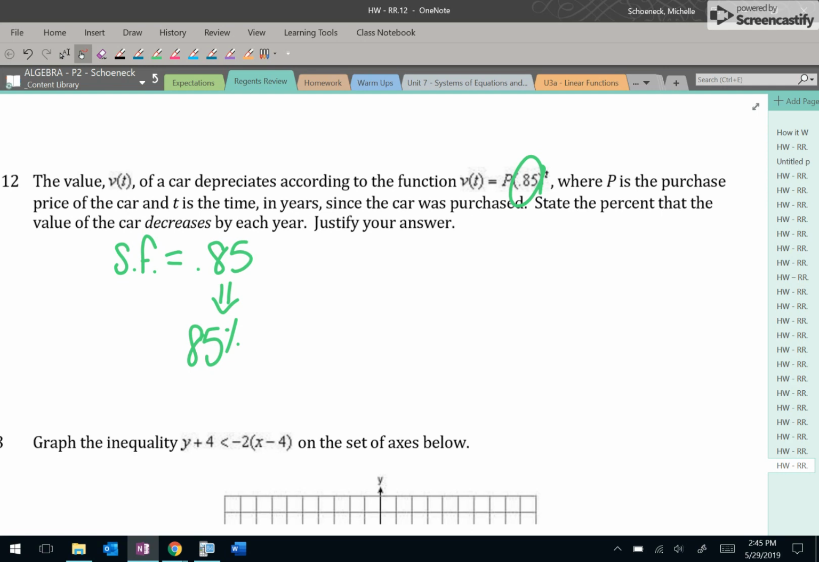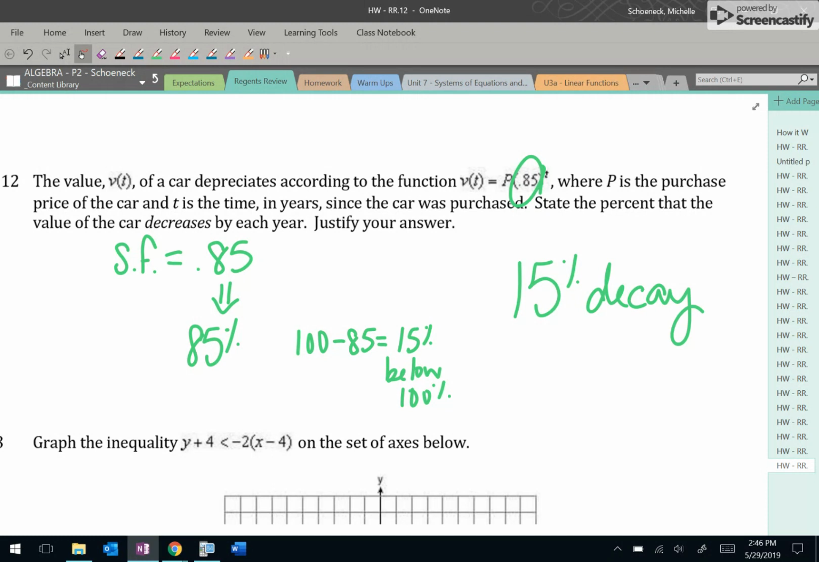And if I do 100 minus 85, I get 15%. All right, so this is 15% below 100%, meaning it's a decrease of 15%. So it's a percentage of 15% decay.